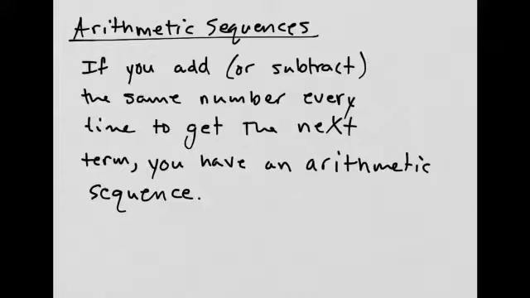So if you add or subtract the same number each time, that number doesn't change. If you add or subtract the same number each time, you have an arithmetic sequence. And we're going to take a look at an arithmetic sequence.